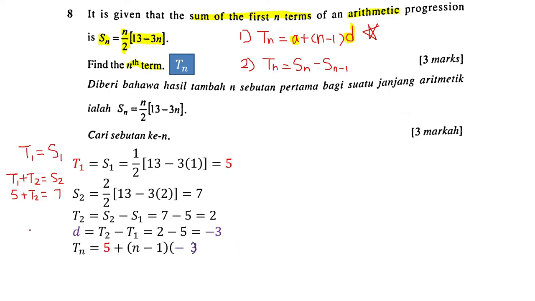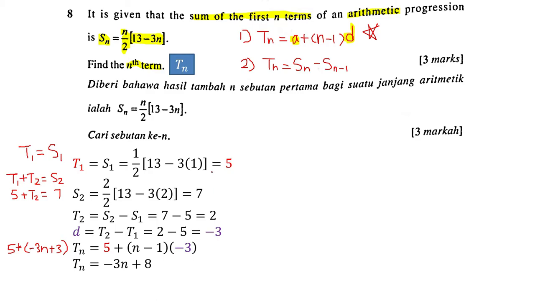So Tn equals 5 plus (n minus 1) multiplied by negative 3. And then we just have to expand it. I get 5 plus negative 3n plus 3. Lastly, I can get my final answer: Tn equals negative 3n plus 8.